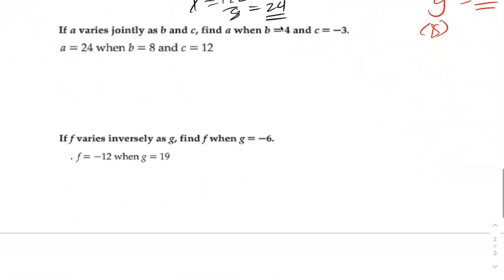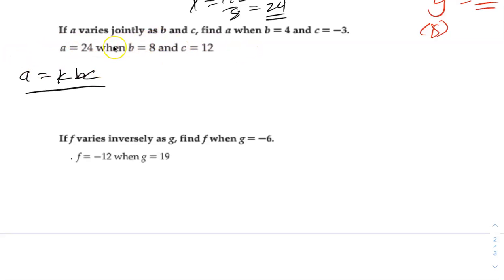Last couple. More of the same. A varies jointly as B and C. Find A when B equals 4 and C equals negative 3. So it's kind of the same idea. So A varies jointly, we gotta write the equation. Jointly means they're both on top. It's like two directs. So that's my equation. And we want to find A when B equals 4 and C equals negative 3. But you have to use this part first to find my K.